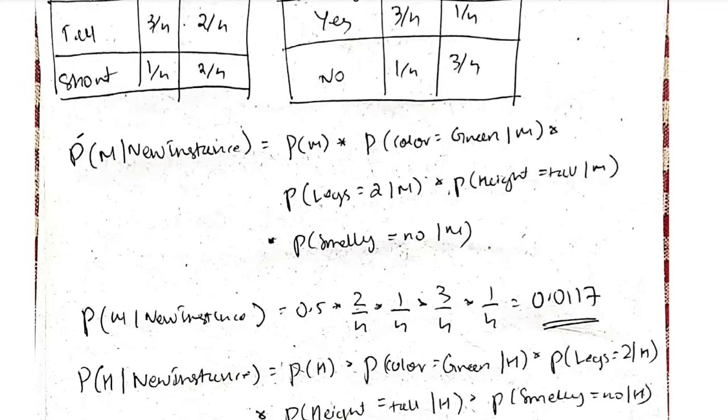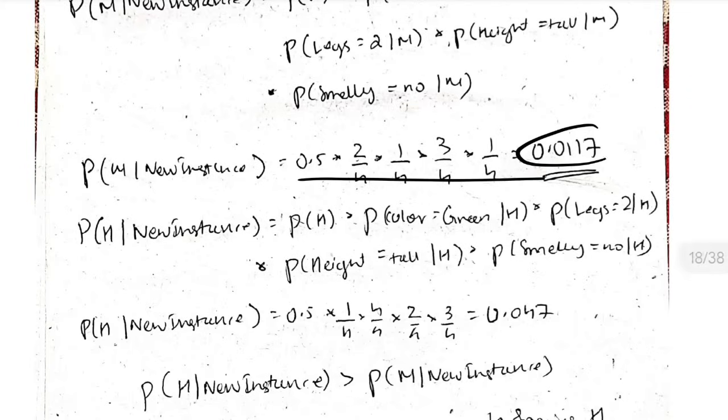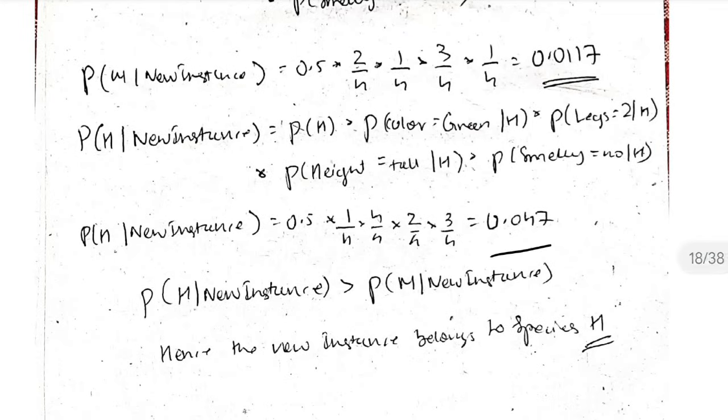So we'll write M, comma, new instance is equal to P of M. First you will consider for M, then you will consider for H. So when it is M, we'll be multiplying this green by M, legs by M, height by M, smelly by M. Find out the values, multiply, get one answer, keep it as such. Do the same for H, substitute the values, calculate the answer and keep it as such. Compare which is more, that's your final answer. And the final answer in this case is species belongs to H.